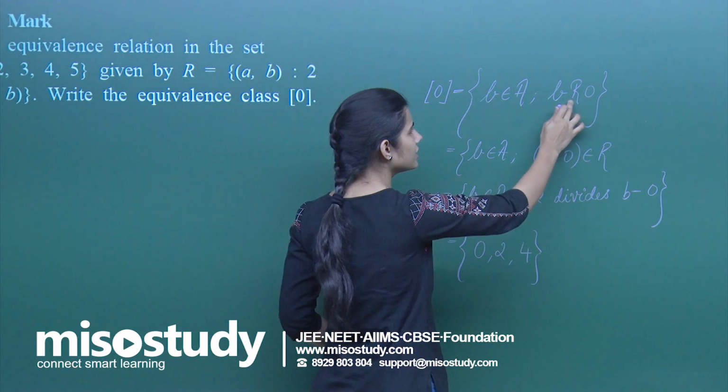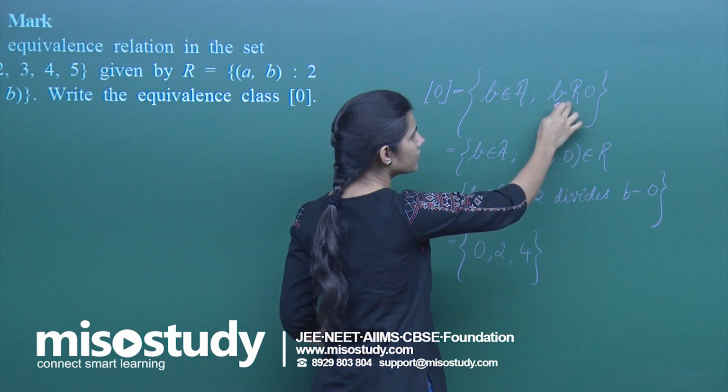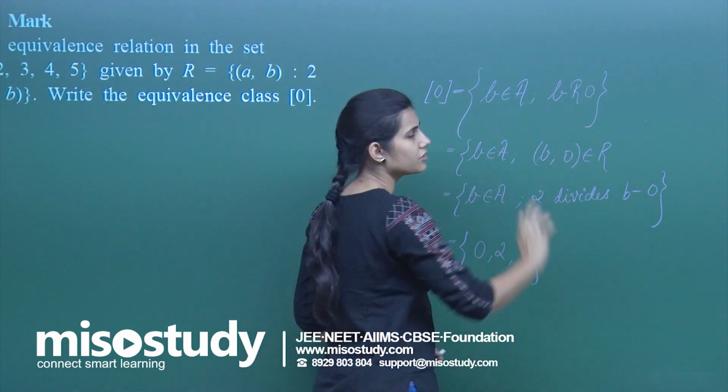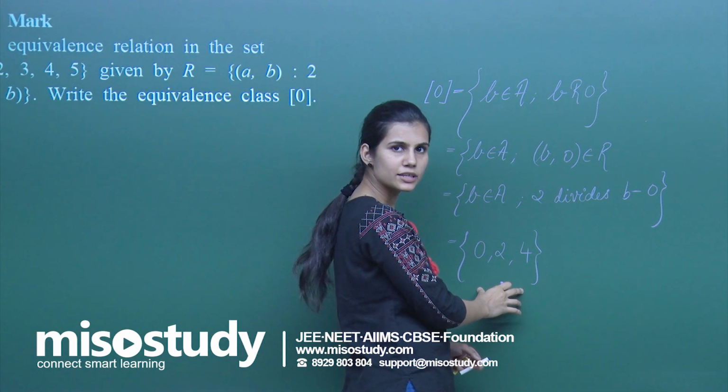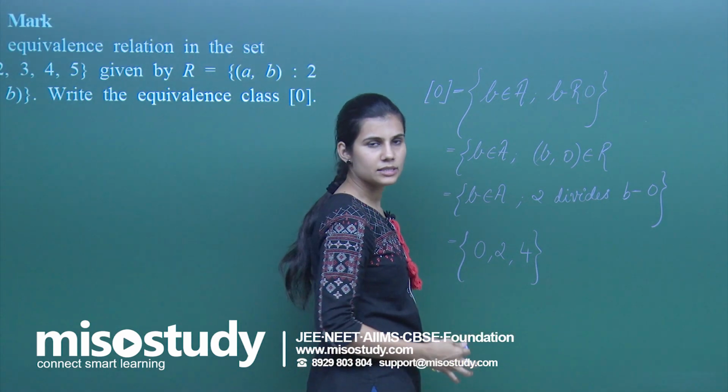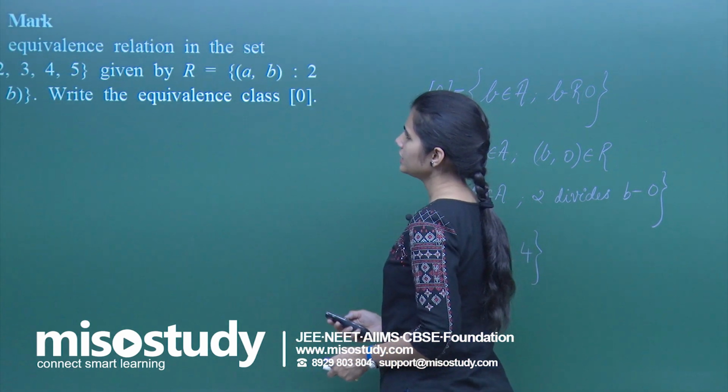0 is related to 0 under the relation R, 2 is related to 0 under the relation R, 4 is related to 0 under the relation R, and therefore inside the equivalence class of 0 lie those elements of set A which are related to 0, and they are these 3 elements. So this is the equivalence class of 0.